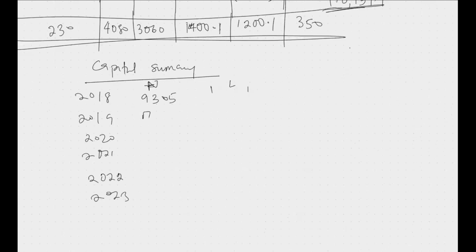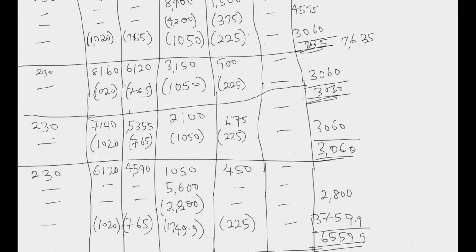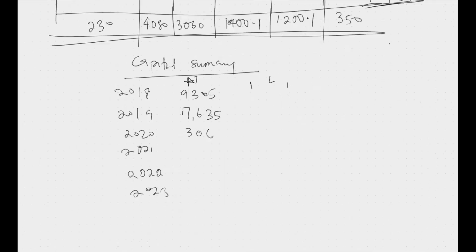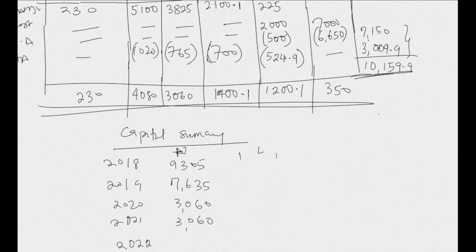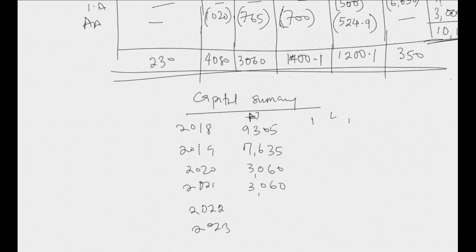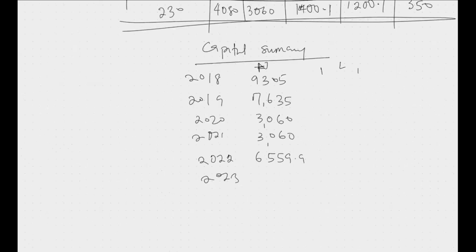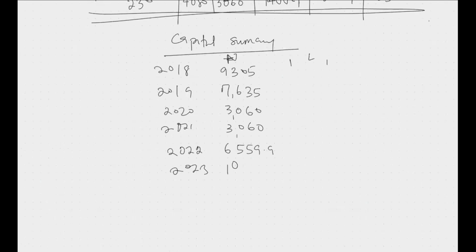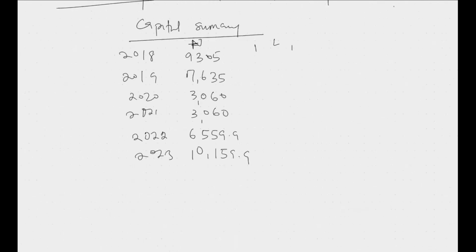3060. The next one, we have 6,559.9. And the last one, 10,159.9. So now, in this question, the examiner also gave us assessable profit for those years. For 2018, assessable profit.